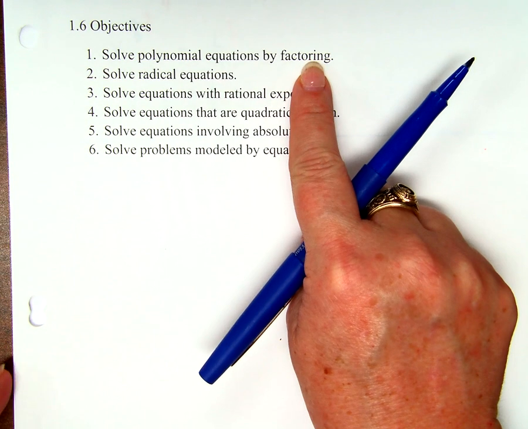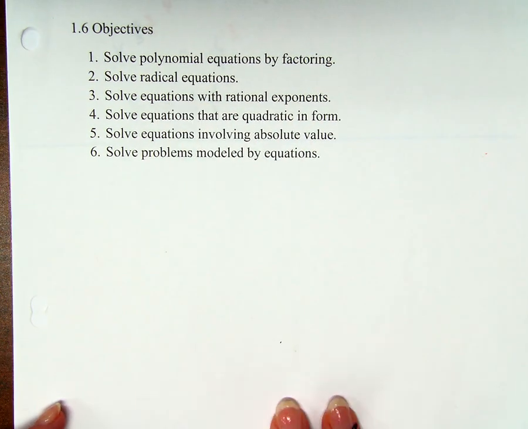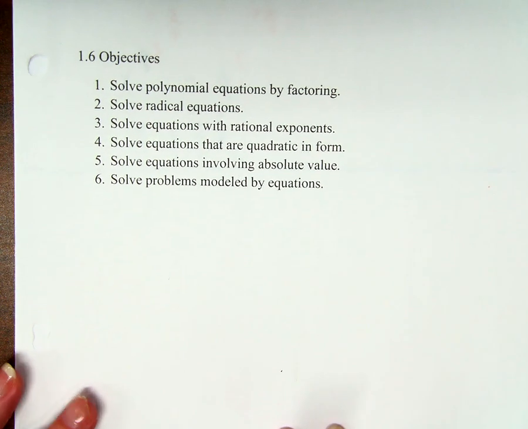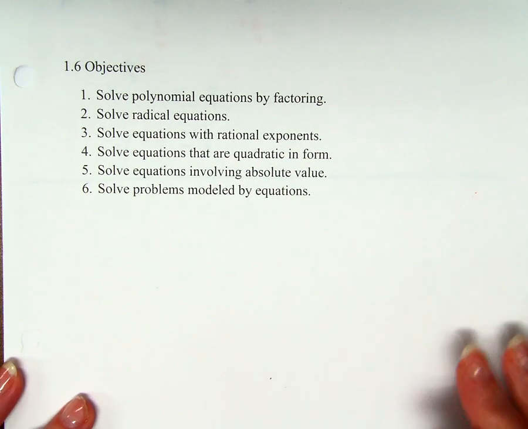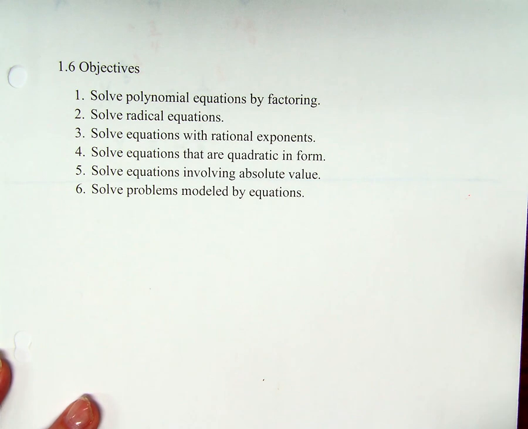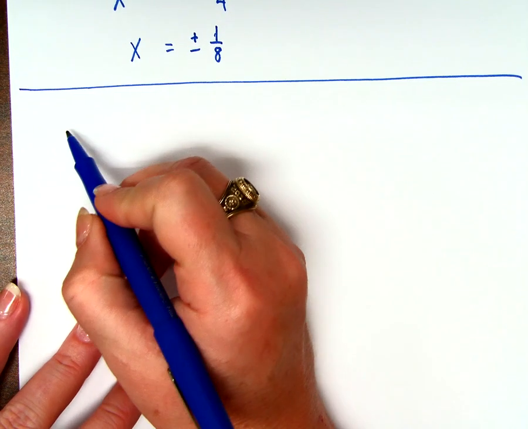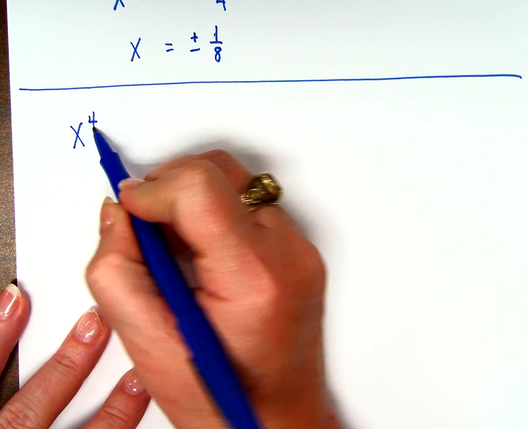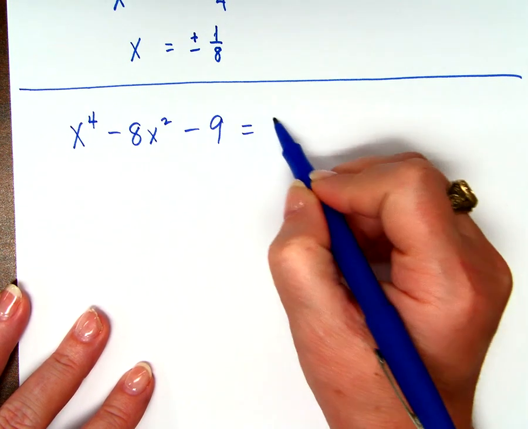So far I've shown you examples of solving polynomial equations by factoring, solving radical equations, and solving equations with rational exponents. That's all stuff we did in Algebra 2. Okay? Solving equations that are quadratic in form is something I think that you'll be okay with because we did solving quadratics in Algebra 2. But sometimes the quadratics or the polynomials they ask us to solve aren't quadratics, but they are quadratics in form.